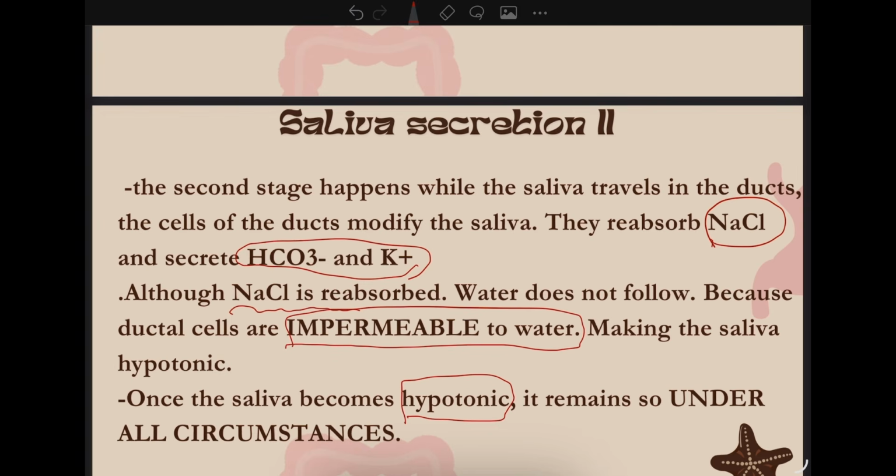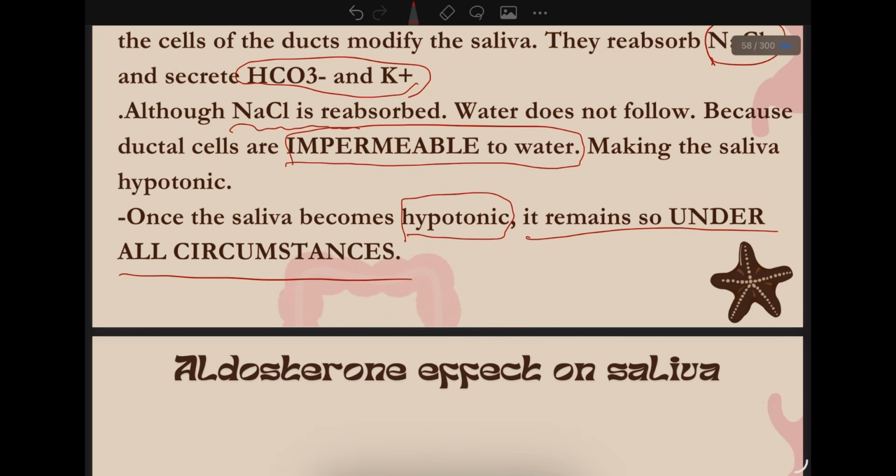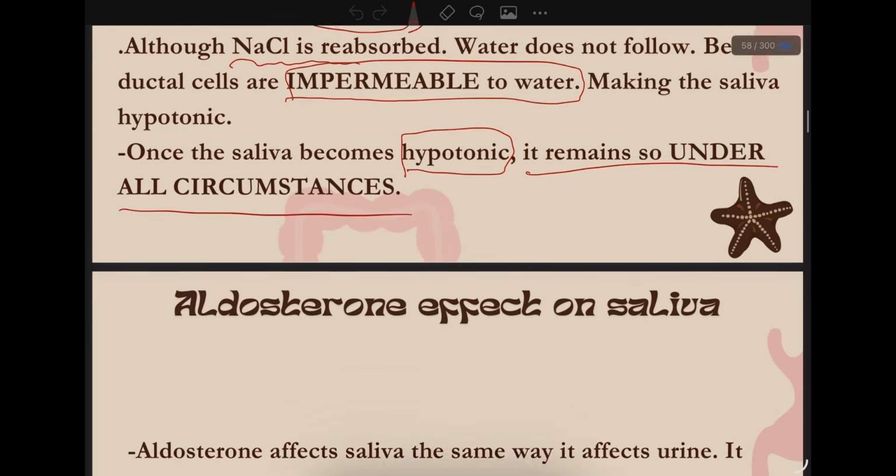Once it reaches this hypotonic stage, it's always hypotonic under all circumstances. It will not go back to being isotonic or hypertonic or whatever. It might be less hypotonic, more hypotonic, but it's hypotonic. The only place where it is isotonic is in the acini before it goes to the ducts.